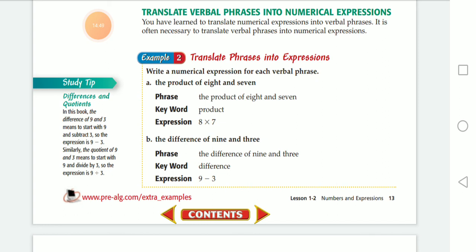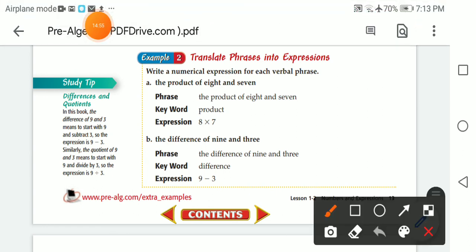The product of 8 and 7. Do you remember the product of 8 and 7? Product means multiplication. So the keyword here is product. This means times: 8 times 7. And this is the expression. So this is the phrase, product is the keyword, and this is the expression.